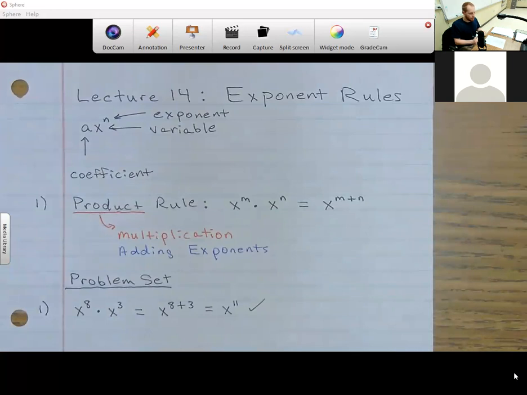And really all I'm doing is adding the exponents. Once we get good at these, you won't have to show your middle step like I did right here, but eventually you'll just get to the answer first. Okay? So let's look at the next problem.